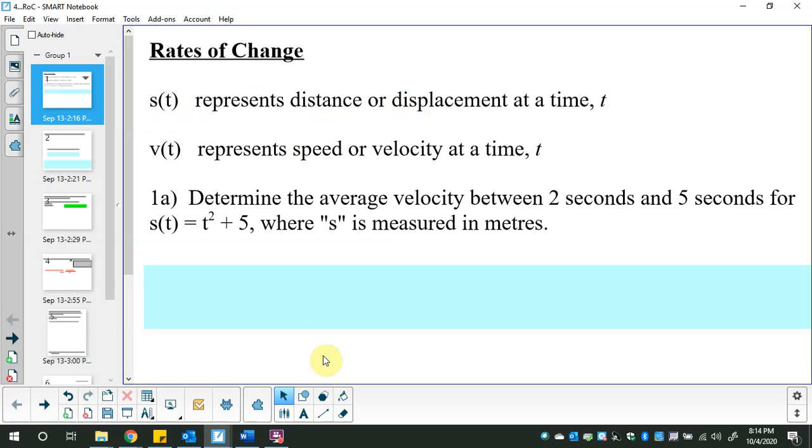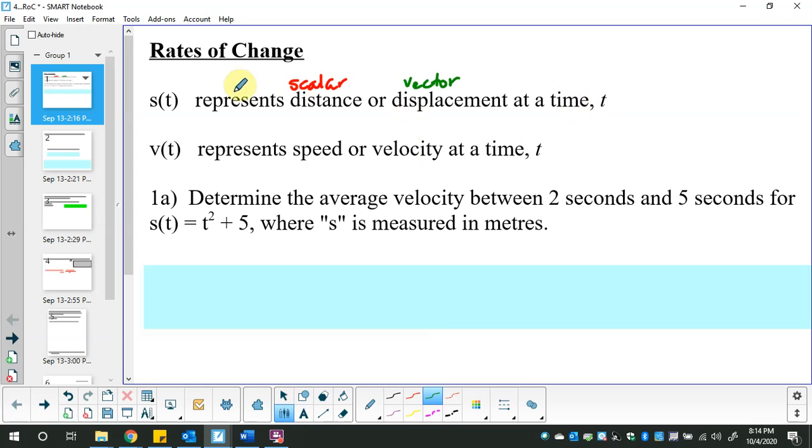For those of you who are going on to calculus class, distance is a scalar quantity and displacement is a vector quantity. We'll get to that in a minute. V at t, logically, thank you very much, represents speed or velocity.